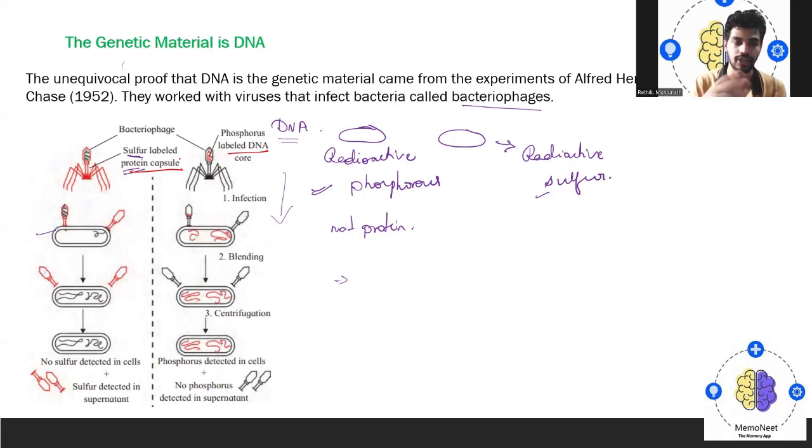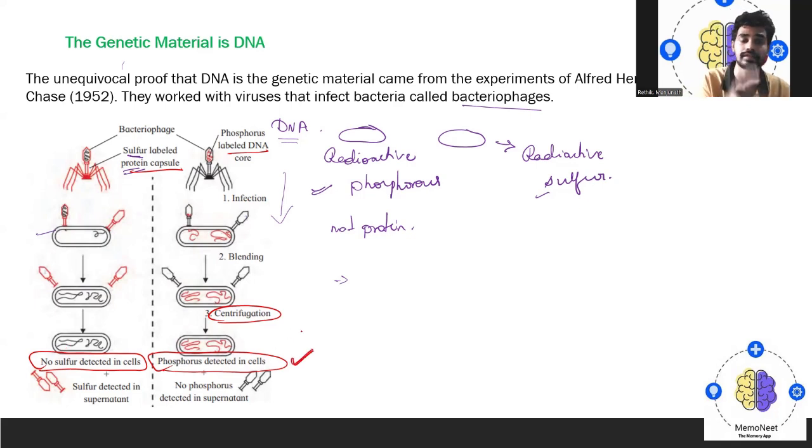Once infection was done and the genetic material was passed from the virus to the bacteria, they separated the viral capsule, the viral materials, from the bacteria through the centrifugation technique. After centrifugation, they let those bacteria replicate, and they saw that phosphorus was detected in the cell, where the virus had the radioactive DNA that was passed to the bacteria. That is what they detected.